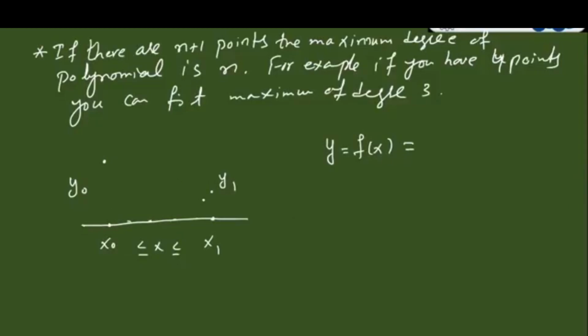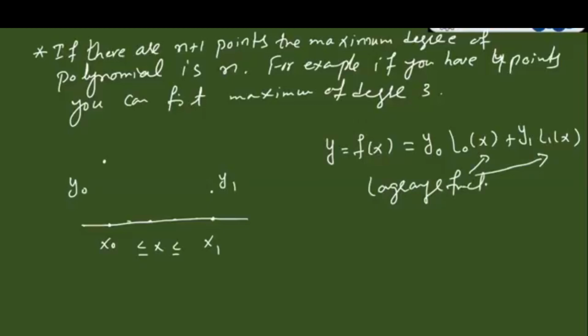So how to define the function based on 2 points? We know that the maximum degree is 1. According to the definition, the Lagrange interpolation function is defined like this: y naught times L naught of x plus y1 times L1 of x. Now I know you are confused about what L naught and L1 are, which are not mentioned anywhere. These two functions are basically called Lagrange functions, or, in fact, the best word is to call them the Lagrange basis.